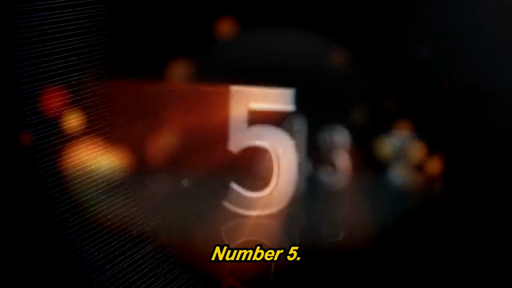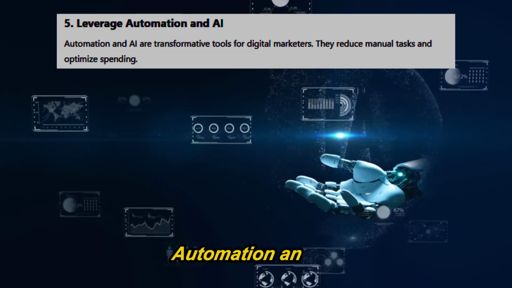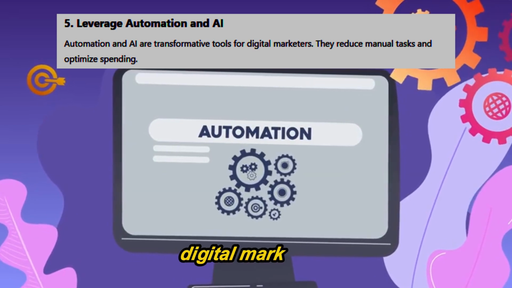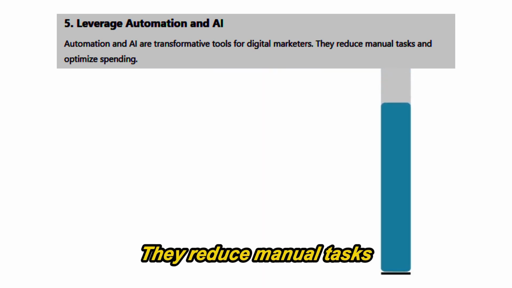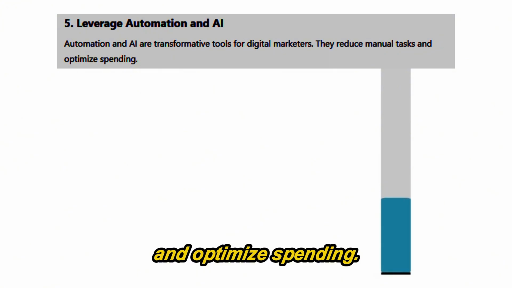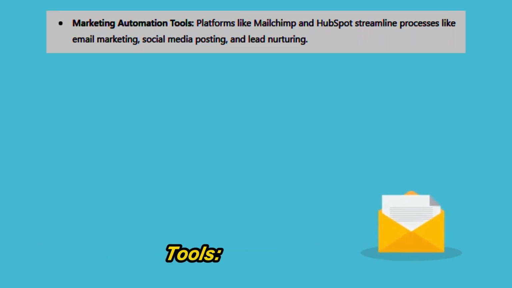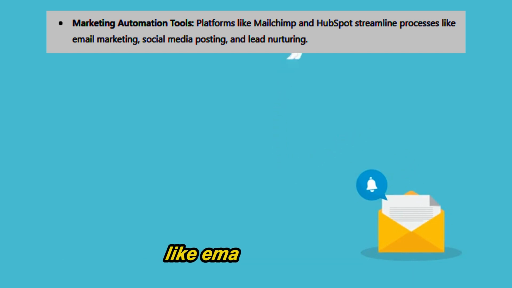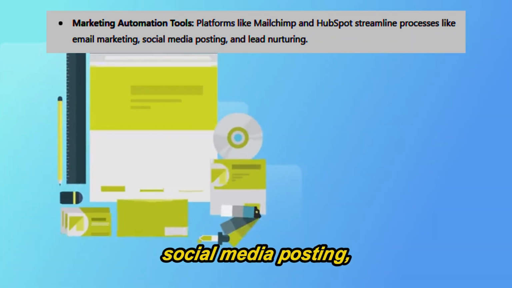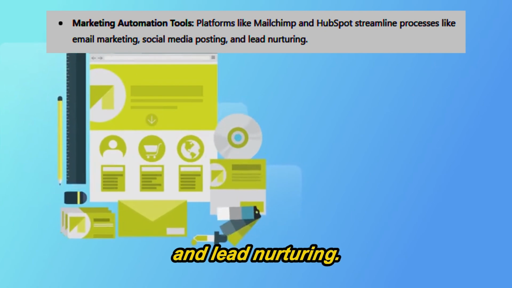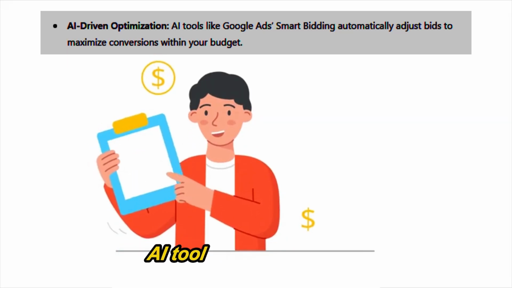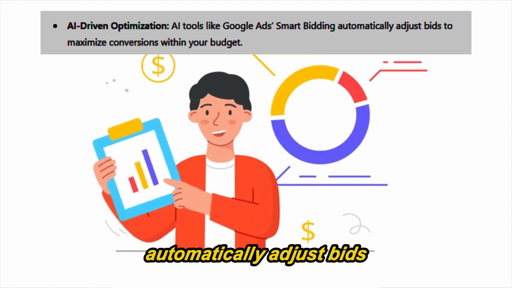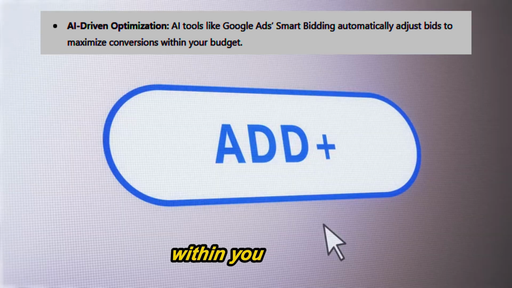Number 5. Leverage automation and AI. Automation and AI are transformative tools for digital marketers. They reduce manual tasks and optimize spending. Marketing automation tools, platforms like MailChimp and HubSpot streamline processes like email marketing, social media posting, and lead nurturing. AI-driven optimization, AI tools like Google Ads Smart Bidding automatically adjust bids to maximize conversions within your budget.